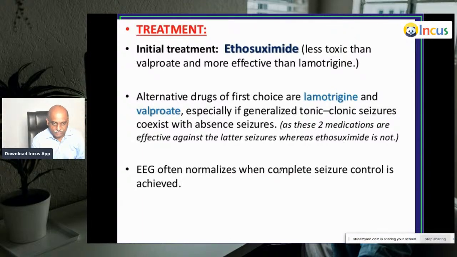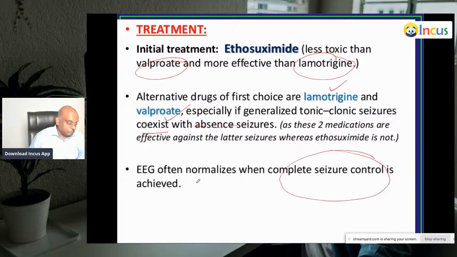So how do you treat? Ethosuximide. It is less toxic than valproate, more effective than lamotrigine. And the alternative drugs are lamotrigine and valproate, especially if there are GTCS coexisting with absence seizures. And once the seizure control is completely done, the EEG will normalize.